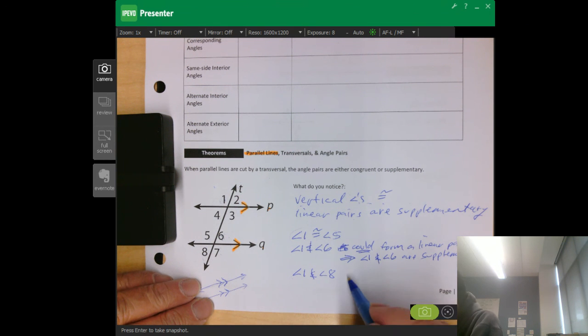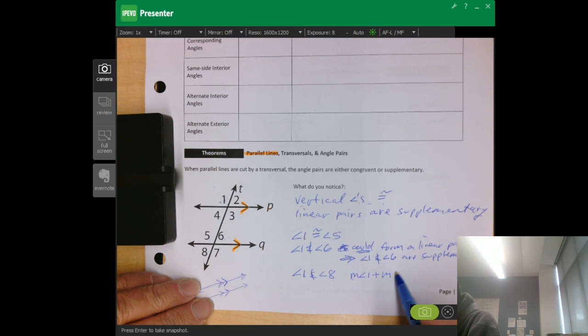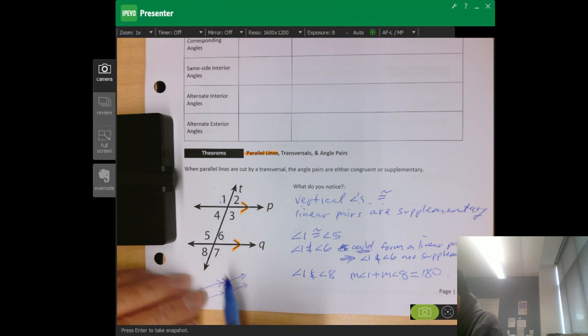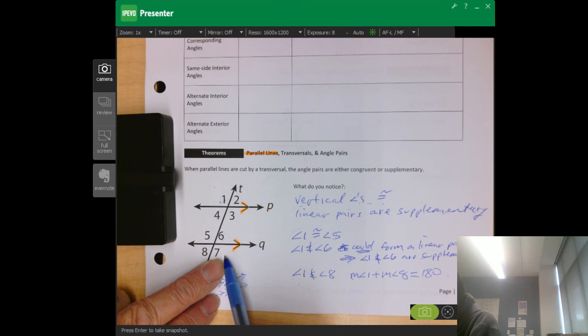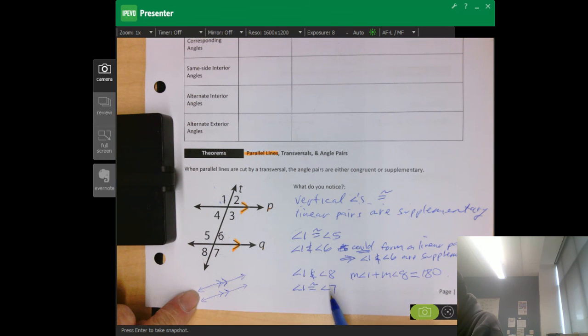Instead of using all of these words and writing them all out, I'm going to use this notation. So I'm going to use M. M stands for measure. So the measure of angle 1, if we were to measure this, we would get something in degrees, right? The measure of angle 1 plus the measure of angle 8 has to be equal to 180, because that's what supplementary means. Now, the other one, angle 7, this looks to me very much like angle 1. So I might say something like angle 1 is congruent to angle 7. And there are a lot of different angle pairs which you could match up, and I'd like you to finish doing that.